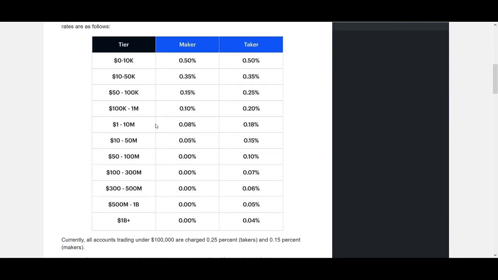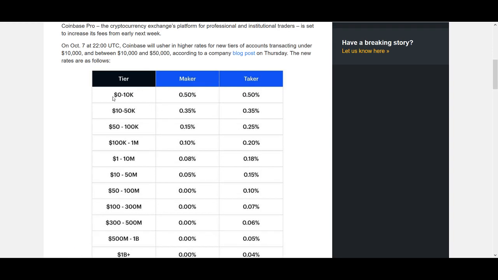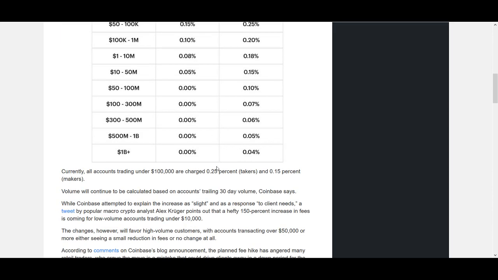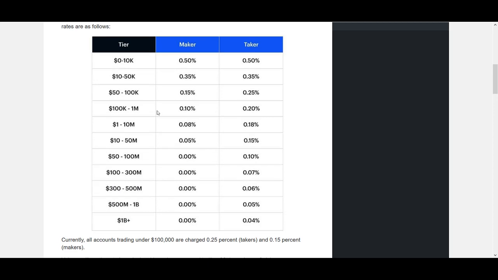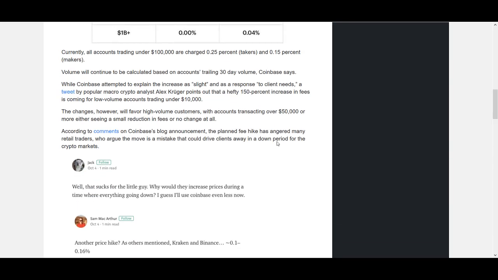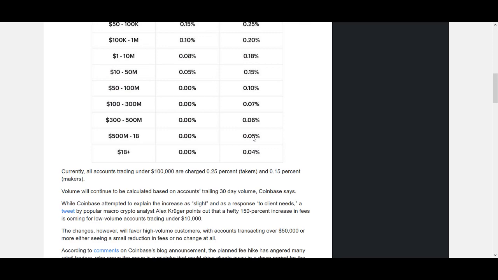So what they've done is, before, all accounts trading under 100k were charged 0.25% taker and 0.15% maker fees. Now, if your trading volume is less than 10k, your maker fee will be 0.5% and your taker fee will be 0.5%. So it's more than doubling the fees you used to pay before. It's a very bad amount if you're a small trader, and it's not really great. And they're being greedy, I think.